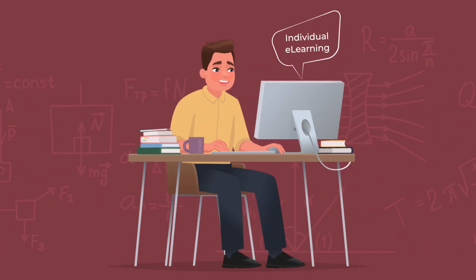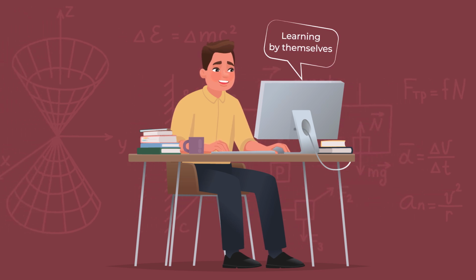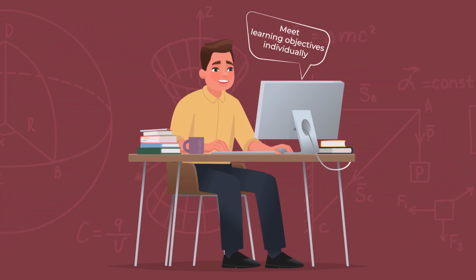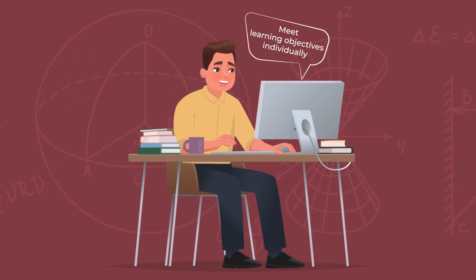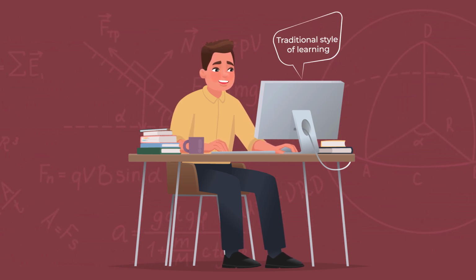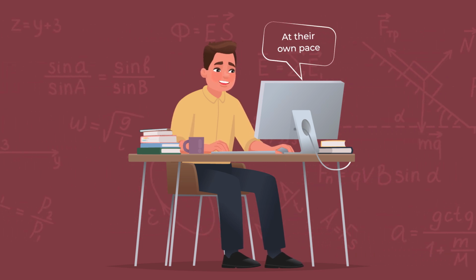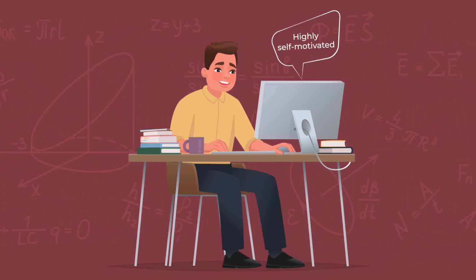Individual and collaborative eLearning. As the name suggests, with individual eLearning, students study the learning materials by themselves and are expected to meet learning objectives on their own without depending on their peers. This is a more traditional style of learning, which suits students who prefer to do things at their own pace and are also highly self-motivated.